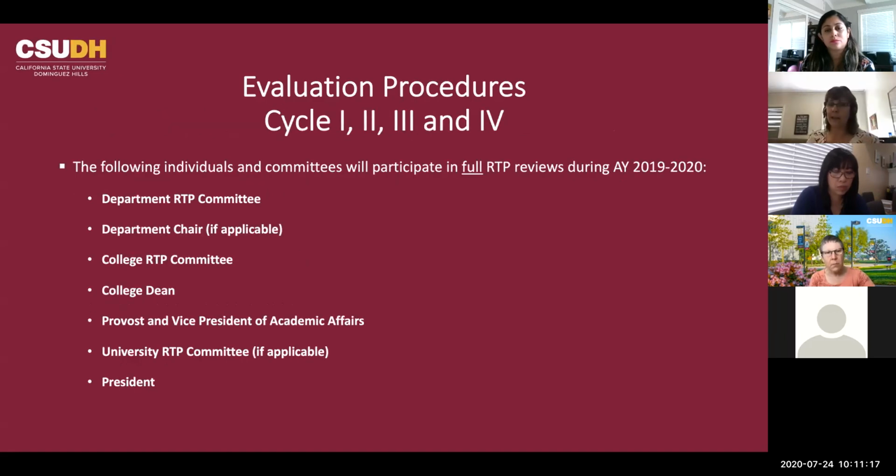And unlike the abbreviated review, there is a much deeper evaluation cycle. Instead of just your department and your dean, it will go beyond your department to the college RTP committee, then to the college dean, then to the provost. If there are conflicting reviews at earlier stages where you're not recommended versus recommended, that would then go to the university RTP committee. And then it stops at the president, and he will be making the final decision.